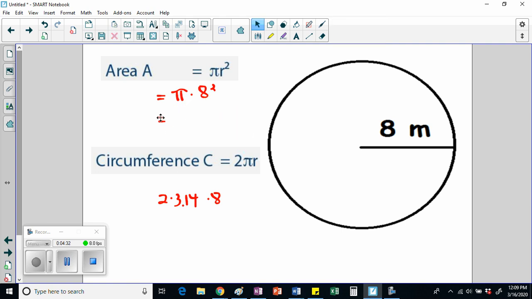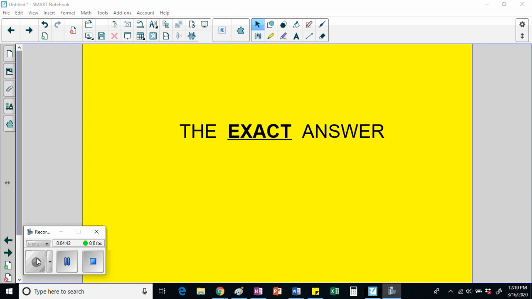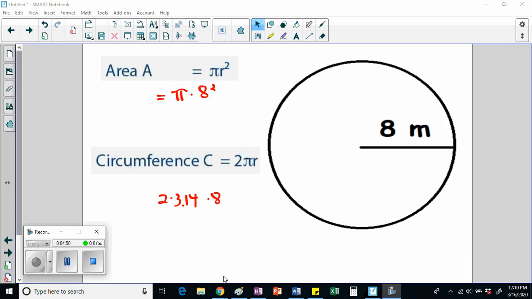You might say, okay, so we should use the pi button on the calculator. Well, that answer is still rounded off at some point too. So what we want to be able to do is give the exact answer. And that's the way we don't have to worry about having made any rounding errors. The exact answer is easier. All we do is we actually just don't multiply it by pi.